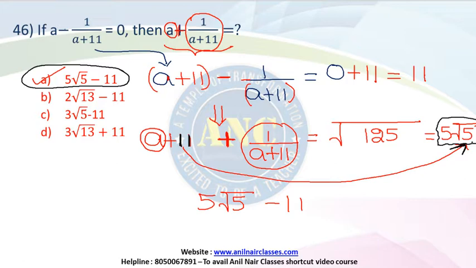I hope the idea is clear. Only one option is present where the third term is 5 root 5. You can mark option A and you can move forward, sir. I hope 45 and 46, which is considered as one model, is very, very clear for every student who is listening to this class.